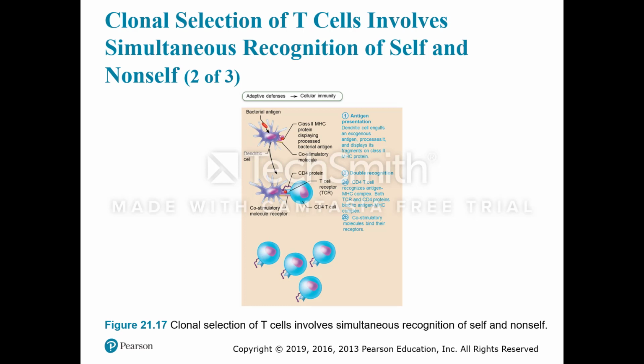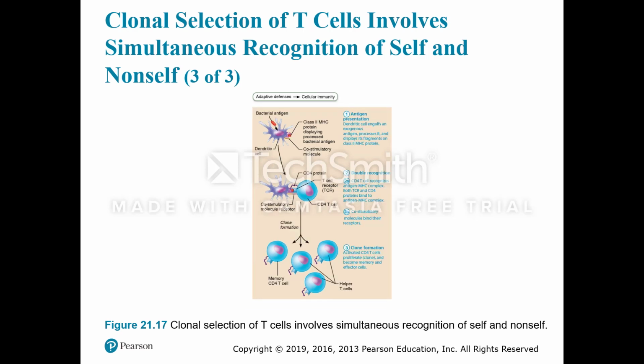The TCR and the CD4 proteins bind to the MHC complex. And so the co-stimulation would now begin here. It is now co-stimulated right here, okay? And the clone formation will start at this point. Clone formation will happen once this activated CD4 cell proliferates, once the activation has been realized.